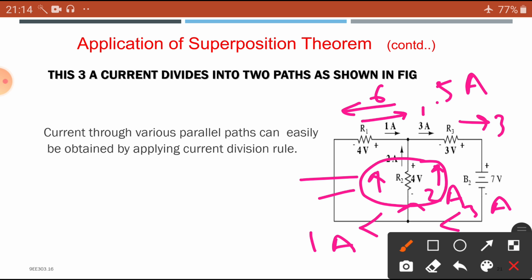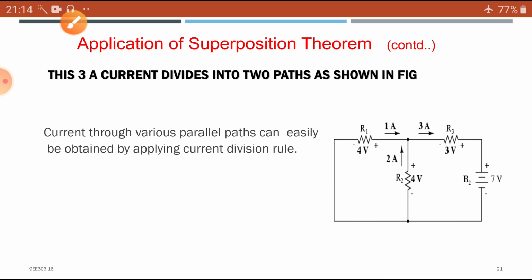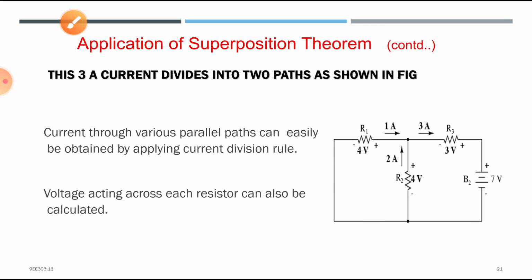Okay, the 4 is one direction, 3 is the other direction, so 1 ampere. So 1 ampere current is flowing in the R3. Okay, that is the final result. You can see here, don't confuse. Voltage acting across each resistor can also be calculated.